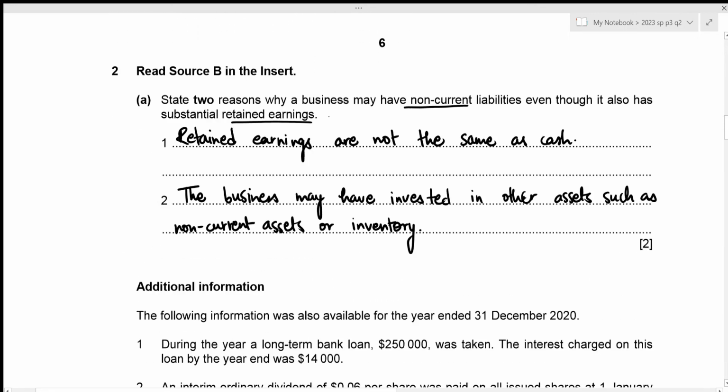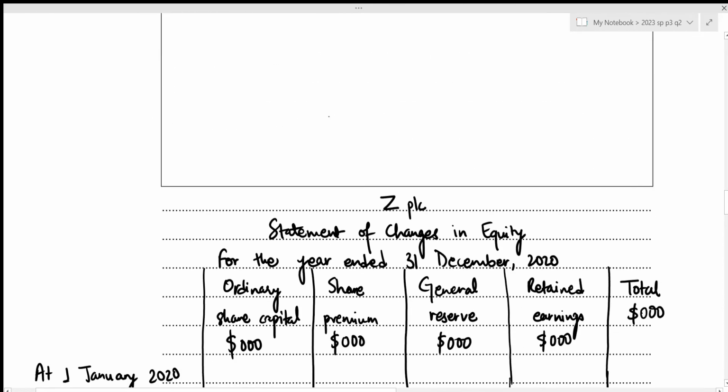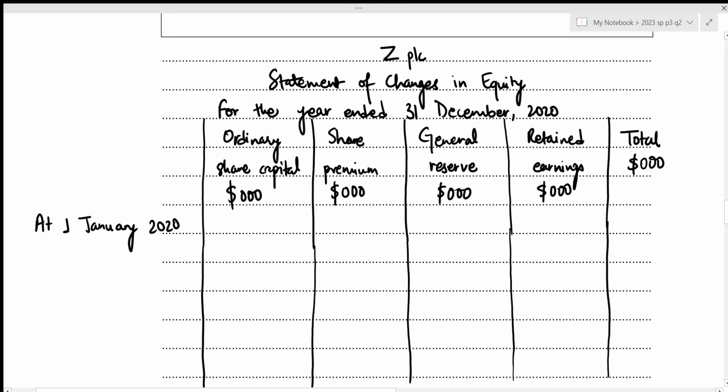Let's write down these amounts as the opening balances in our statement of changes in equity. For ordinary share capital, that was 500,000, so we can just write down 500. We didn't have any share premium. Then we were given the general reserve balance to be 40,000, and the retained earnings balance to be 460,000. So the total is just going to be the sum of these three amounts. So that's 500 plus 40 plus 460, which results in 1,000.